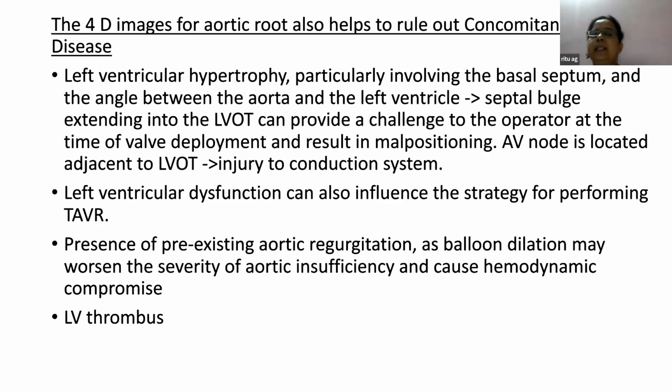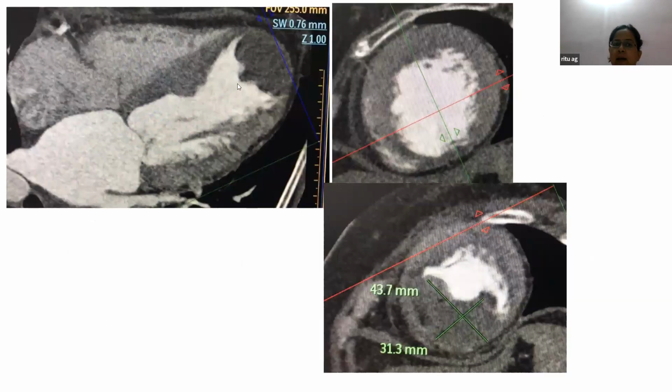Now, if we have left ventricular dysfunction, which we can see, some of the cardiac scanners also have software to calculate EF, and sometimes you can see it visibly as well. If there is some degree of left ventricular dysfunction, then it can also affect the strategy for performing TAVR. Now, if you have pre-existing aortic regurgitation, which is seen as a non-coaptation area, then balloon dilatation, which is usually done prior to placement of the valve, may worsen the severity of the aortic regurgitation. And if you have a left ventricular thrombus in a case like this, then it also changes the strategy.